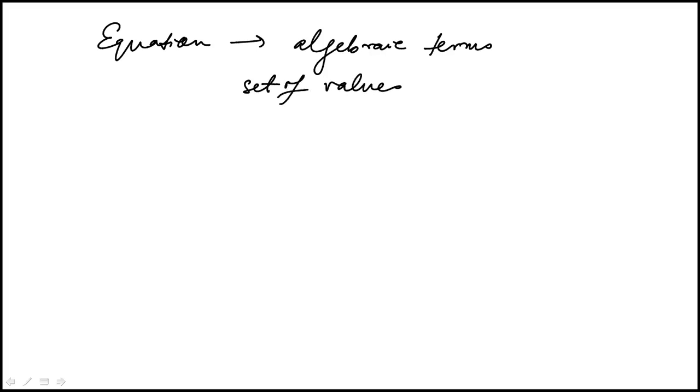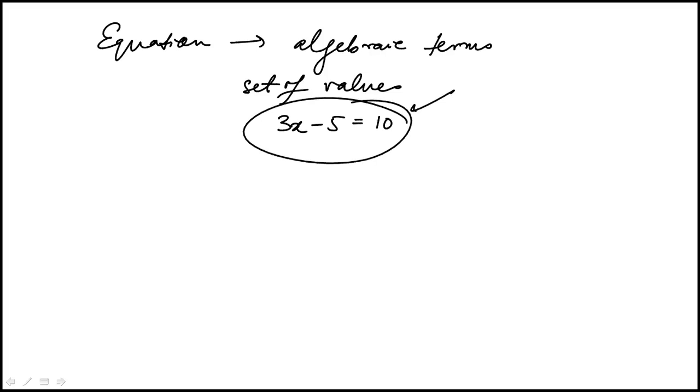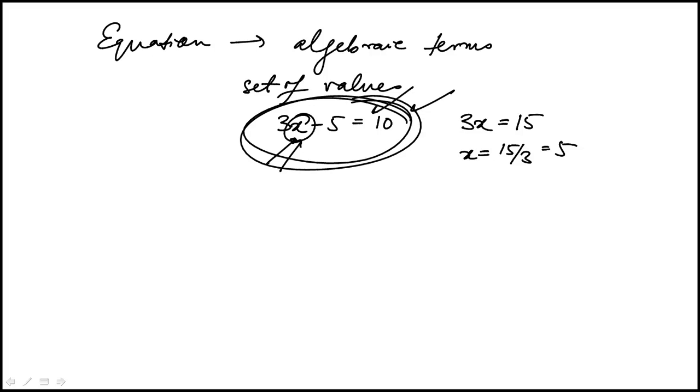So an equation is a relationship between algebraic terms that are true only for a certain set of values. For example, if I write this equation, 3x minus 5 is 10, this is only true for a specific set of values. In this case, there's only one value for x as a number that would make this true, and we can actually solve for what x would be. We add 5 to both sides, this becomes 15, and x is 15 divided by 3, which is 5. So only if you replace x with 5 would this equation, or this relationship, hold true.